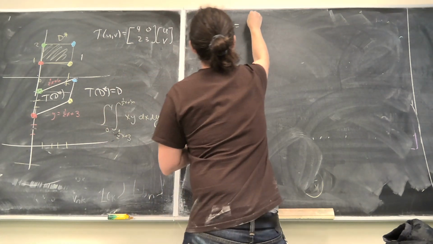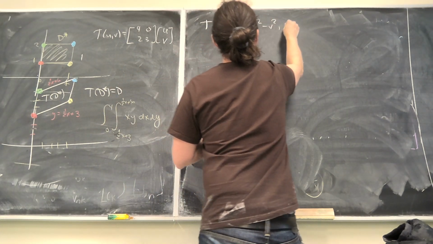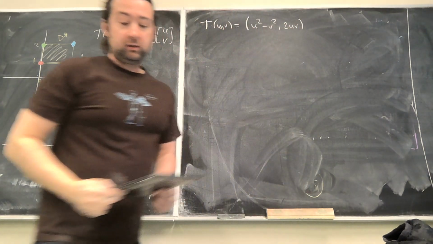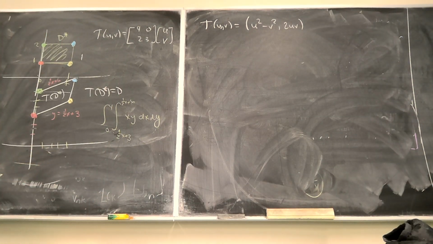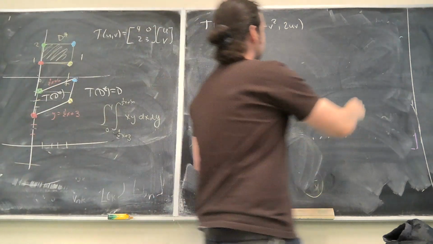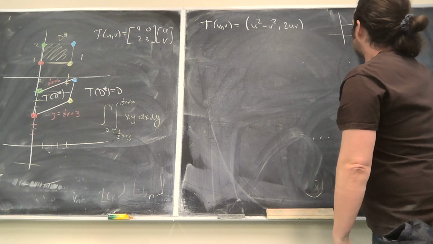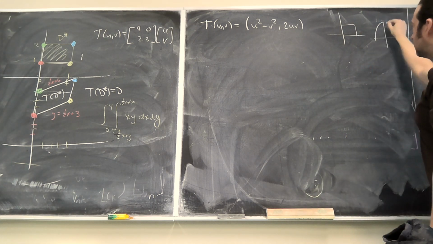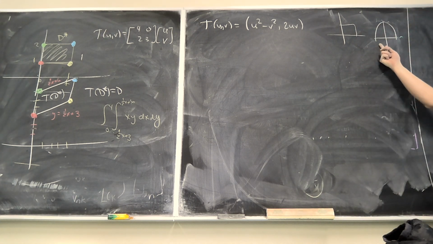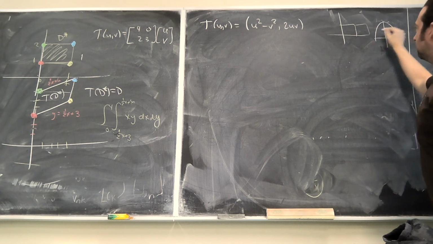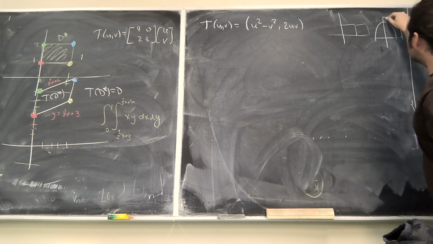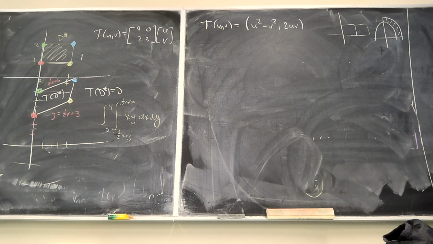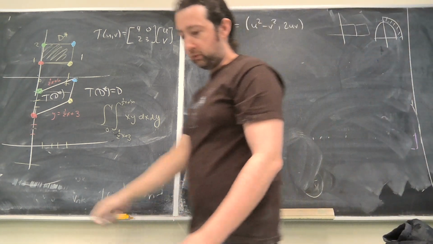T of u and v is equal to u squared minus v squared, 2uv. If you went back to your notes, this was the one that took rectangles and turned them into strips sitting between parabolas. So when I talked about 6.1, I think this took this box right here and turned it into this weird shape, stuck around the origin like a parabola. And if I put another box out here, it turned it into this strip between two parabolas. So it is a highly nonlinear change of variables this time. So we have this particular change of variables we're interested in.